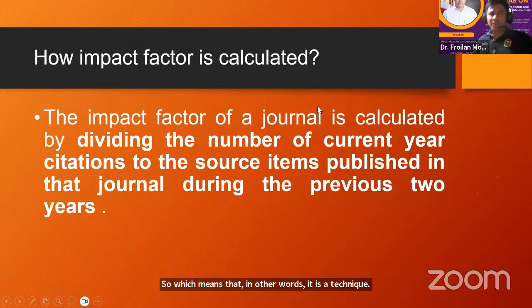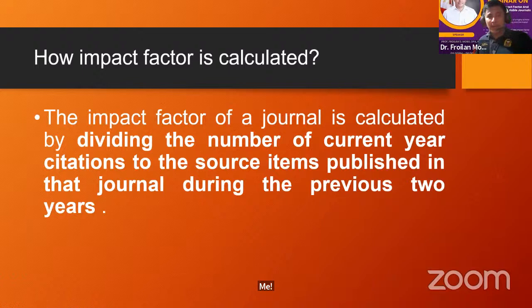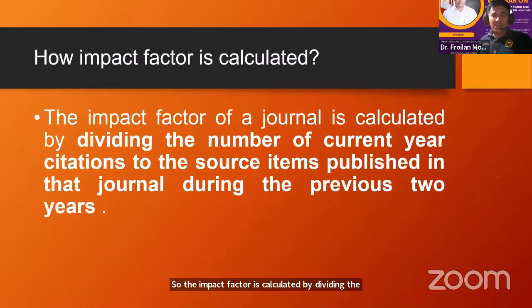So how is the impact factor calculated? The impact factor for a journal is calculated by dividing the number of current year citations to the source items published in that journal during the previous 2 years. Which means that it is easy to compute.